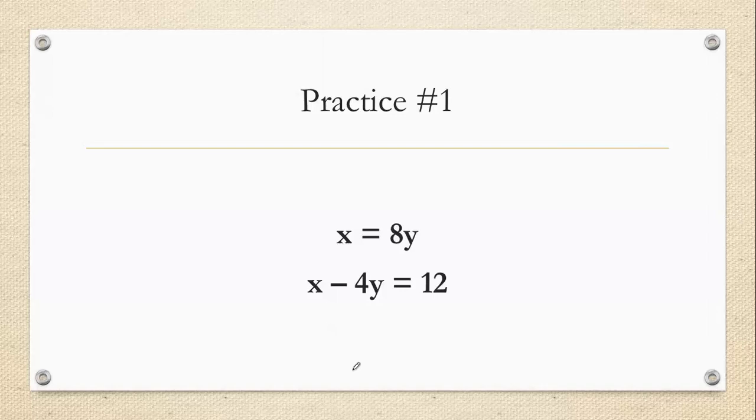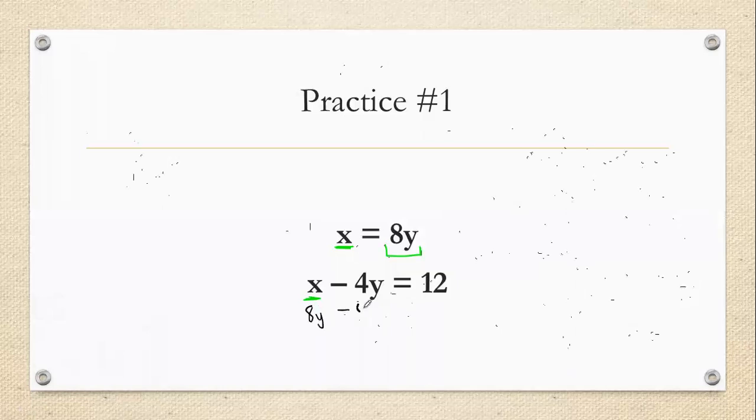Anyone stuck? If I know x equals 8y, so x is isolated. Here's an x right here. So what am I going to replace the x with? 8y. So to start you off, it should look like 8y minus 4y equals 12.